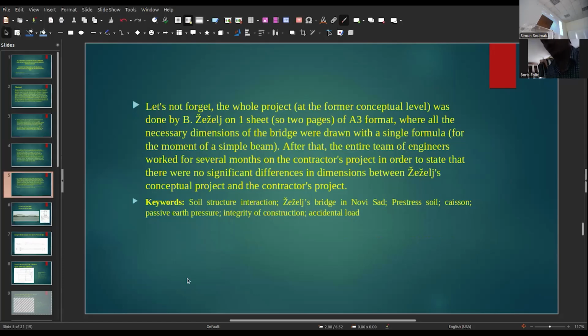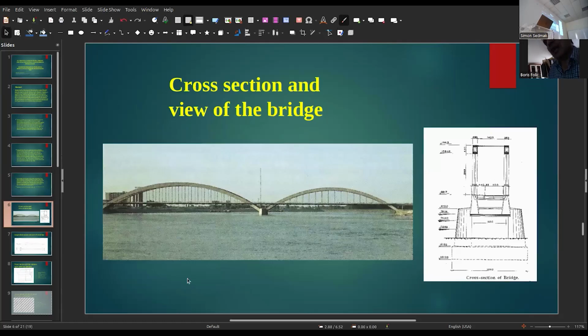Let's not forget the whole conceptual project was done by Branko Žeželj on one sheet, two pages of A3 format, where all the necessary dimensions of the bridge were drawn with a single formula for the moment of a simple beam. After that, the entire team of engineers worked several months on the contractor project, in order to state that there was no significant difference in dimension between Žeželj's conceptual project and the contractor project. This is a cross-section, right, and a view of the bridge, left.